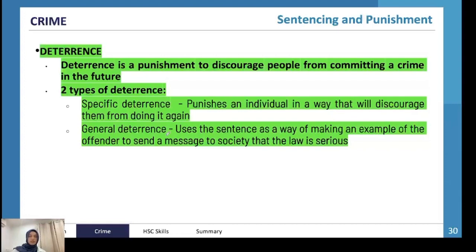General deterrence, basically, is sending a message to the entire community that this law is serious and it will be punishable by whatever, a mandatory life sentence or a couple of years in prison or whatever it is. For example, those mandatory sentences for killing a police officer and for intoxication and assault in terms of one punch laws.